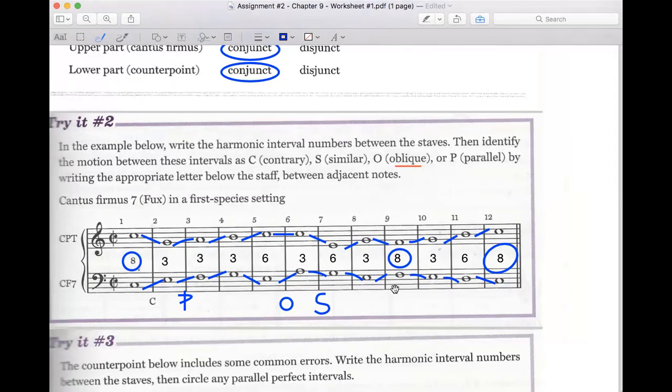Okay. And you'll notice that the whole idea with species 1, it's just so beautiful. There's no dissonance, and we're going to see why we're not using dissonance, because we're going to insert some in species 2. That's coming up next week.